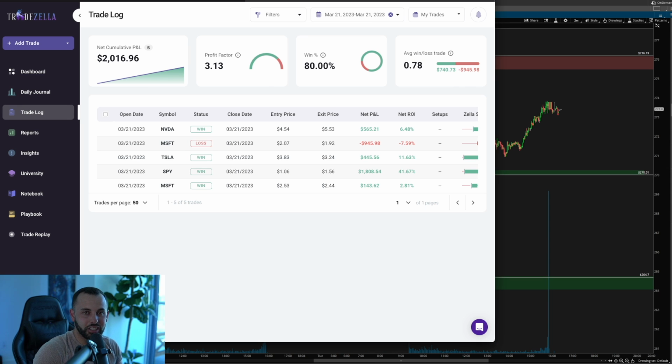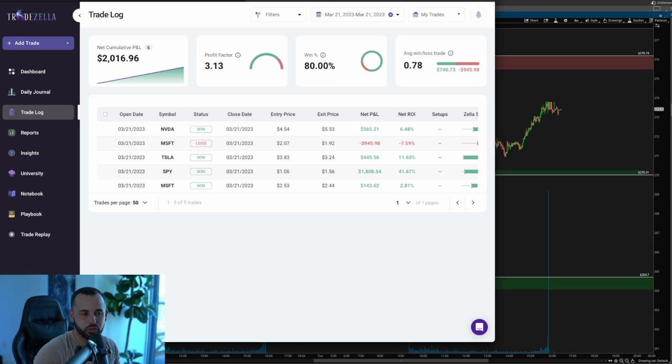All right, so likely the trade that everyone's waiting for, the $945 loss on Microsoft, about a 7% loss. This shows you that I was a little bit oversized in this position, right? 7%, that's a pretty comfortable loss for me. I don't mind that percentage.